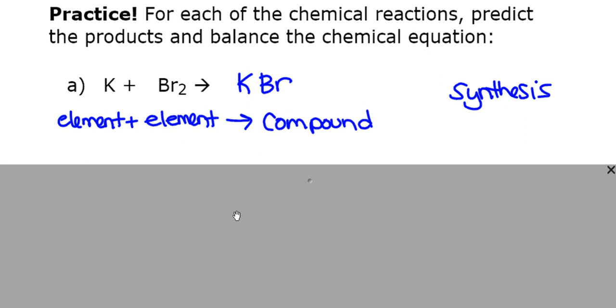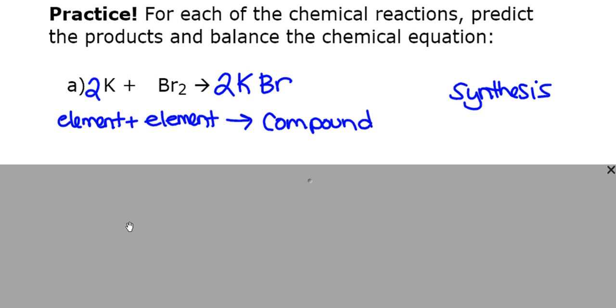Now I take a look and see if it's balanced. 1 potassium, but there's 2 bromines and only 1 here. So when I go to balance it, I need to put a 2 here, so there's 2 bromines. But I've changed the number of potassiums, so that means I need to put a 2 here.